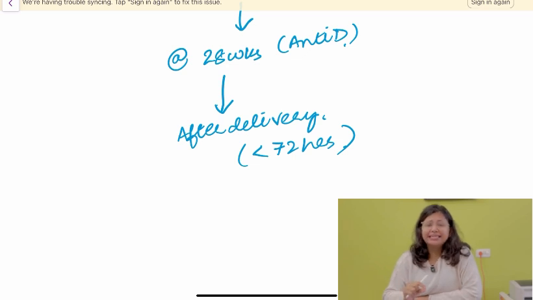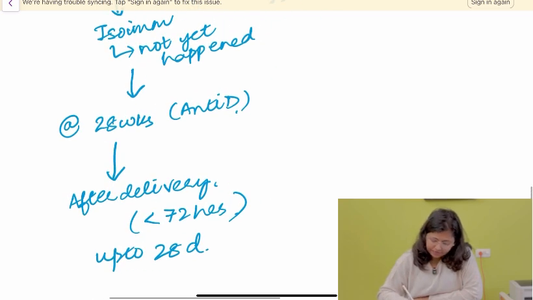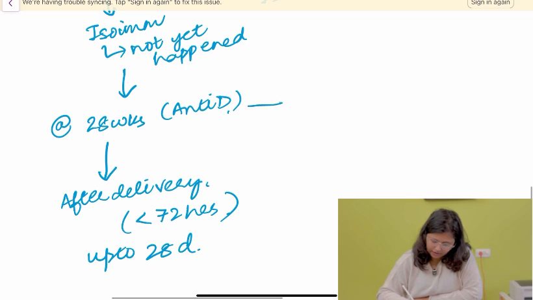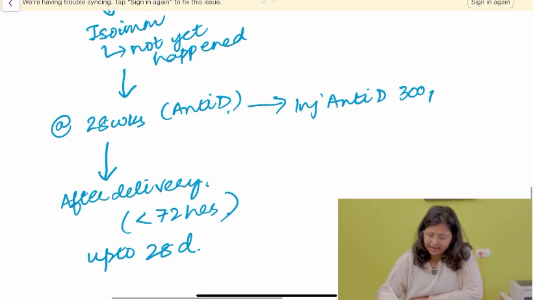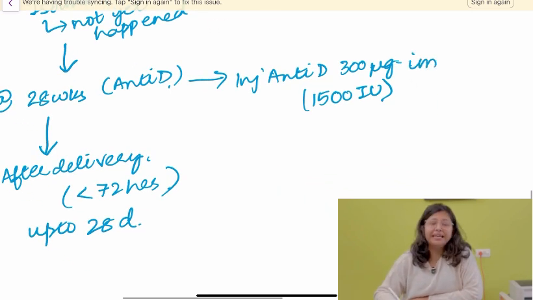But if you miss it, and this is a clinical point, if a patient comes to you after 72 hours and she is Rh negative and not isoimmunized, we can give it to her up to 28 days as well. So do not miss the chance of giving anti-D to a patient even if she has come late. And what is the dose? We give injection anti-D 300 microgram, which corresponds to 1500 international units, intramuscularly.